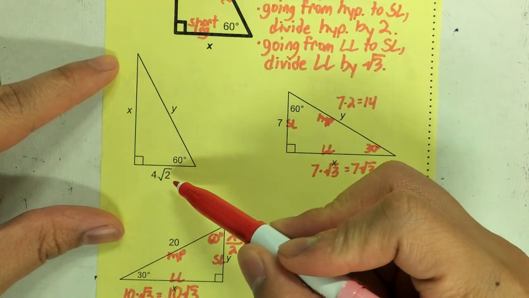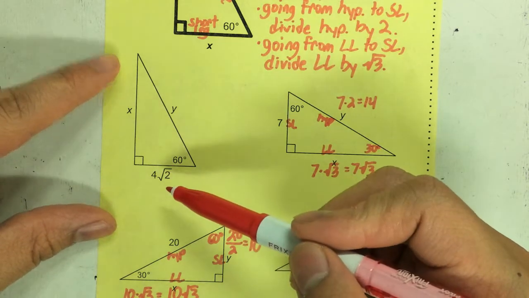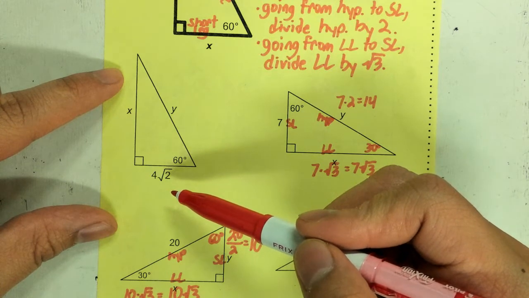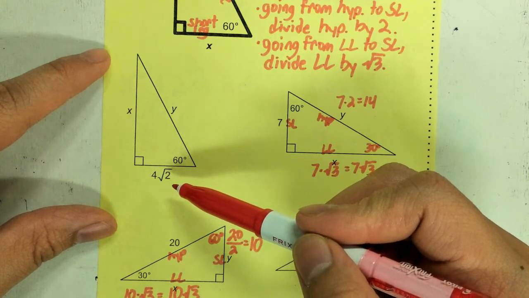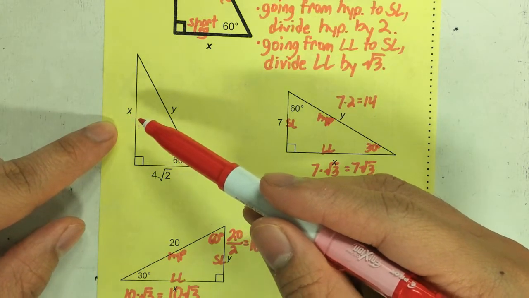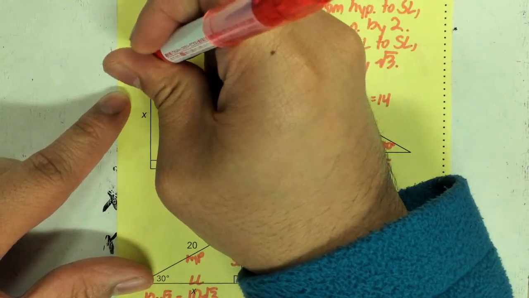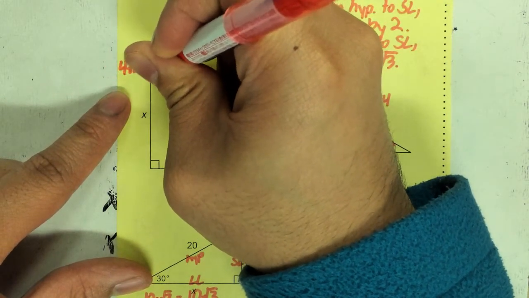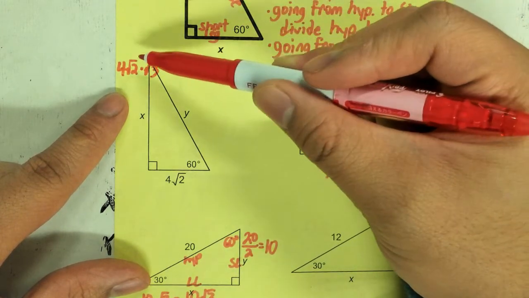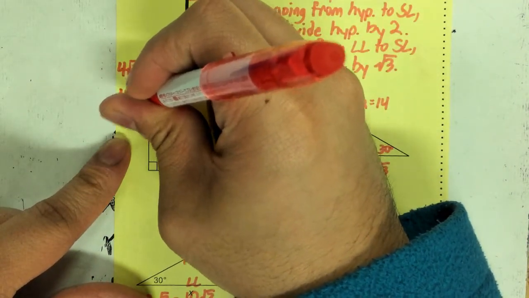I have a short leg of 4 root 2. I want to go to my long leg. I now know that my rule is to multiply by square root 3. So from short leg to long leg, we're multiplying by square root 3. So we have a 4 square root 2 multiplied by square root 3. When you're multiplying, the radical gets multiplied with the radical. Square root 2 times square root 3 gets me square root 6.